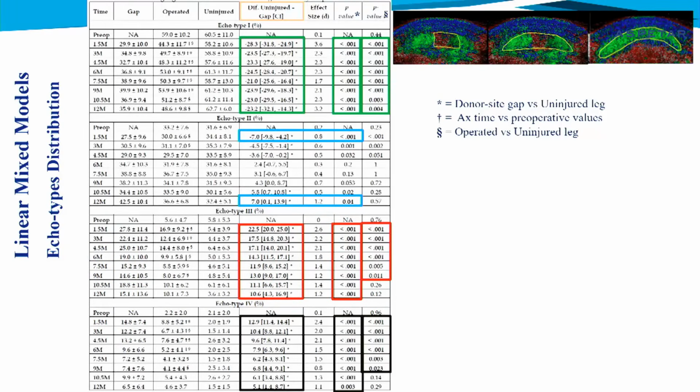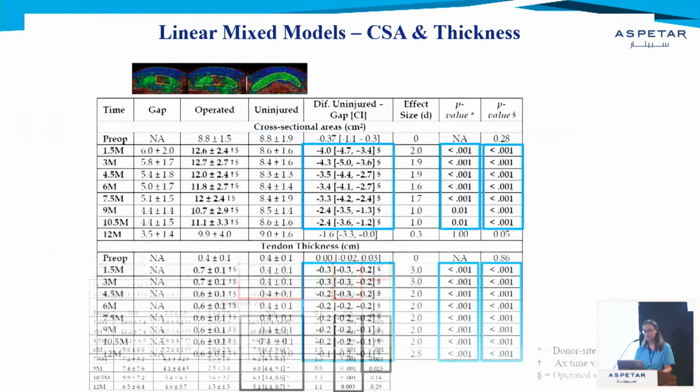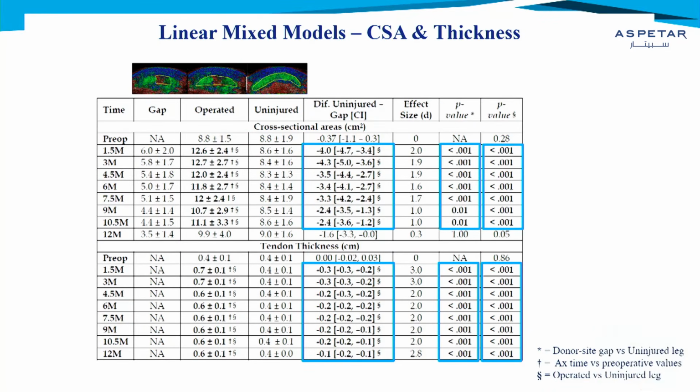So we observed a similar pattern to the longitudinal one: a reduced amount, the column there, related to the gap in comparison to the uninjured tendon, okay? And there was a significant reduced proportion of echotype 1 with an increase in echotype 3 and 4. And also, we observed that the cross-sectional area was tending to become symmetric or closer to the uninjured. At 12 months, the cross-sectional area was already matching the pre-injured levels, but the thickness remained thicker throughout the whole time.